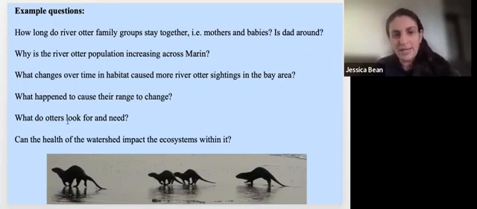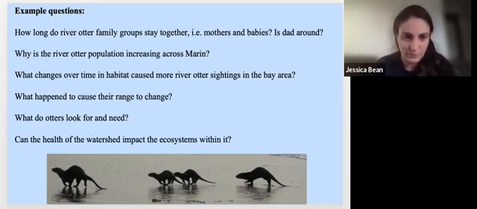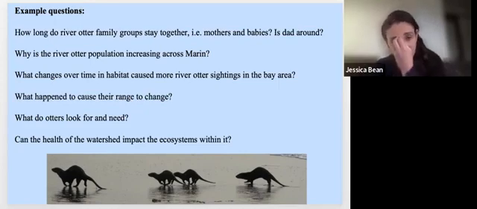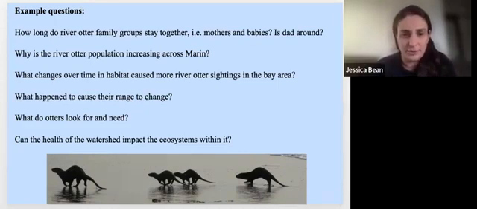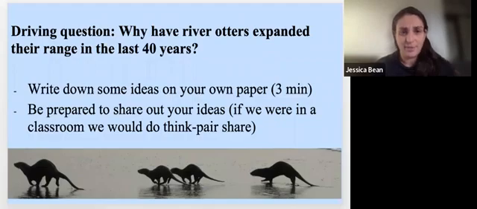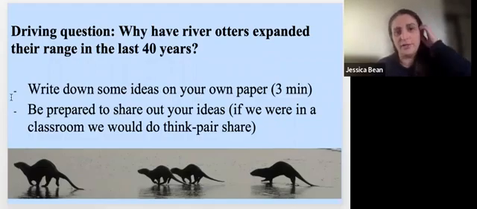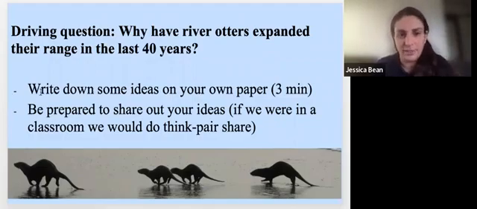What do they look for and need? I think you asked a lot of questions around those things. And then, can the health of the watershed impact the ecosystem within it, including the otters? So all great questions. So from that, we can really come up with sort of a big driving question, right? We need to understand what has changed in this environment. So why have those river otters expanded their range in the last 40 years?